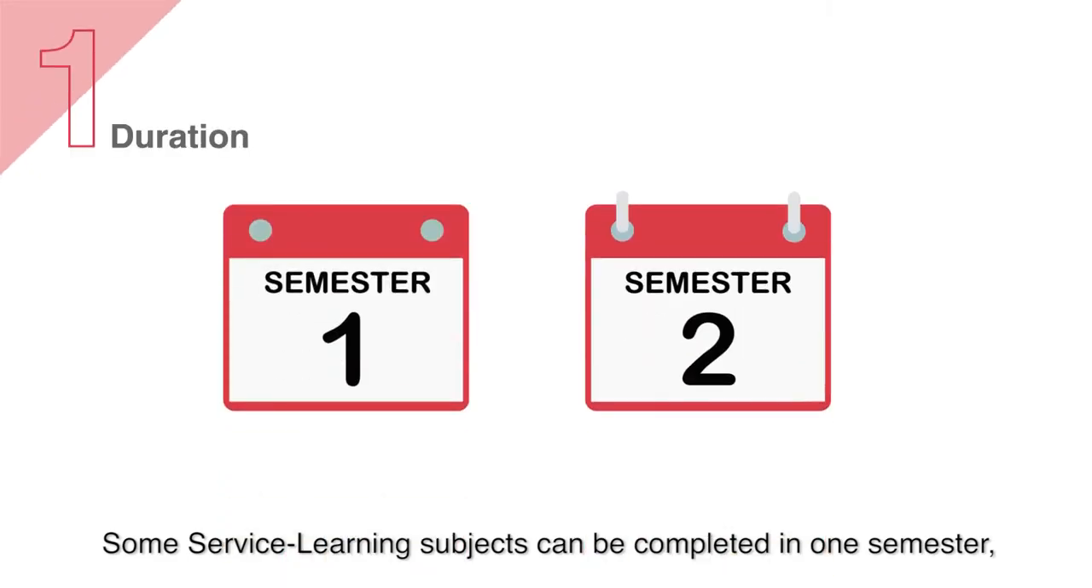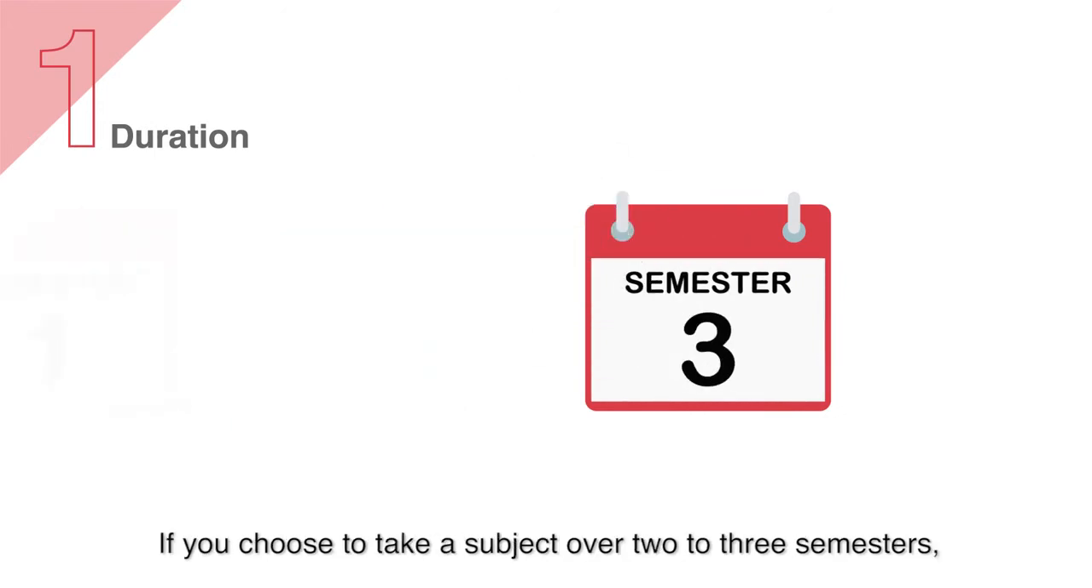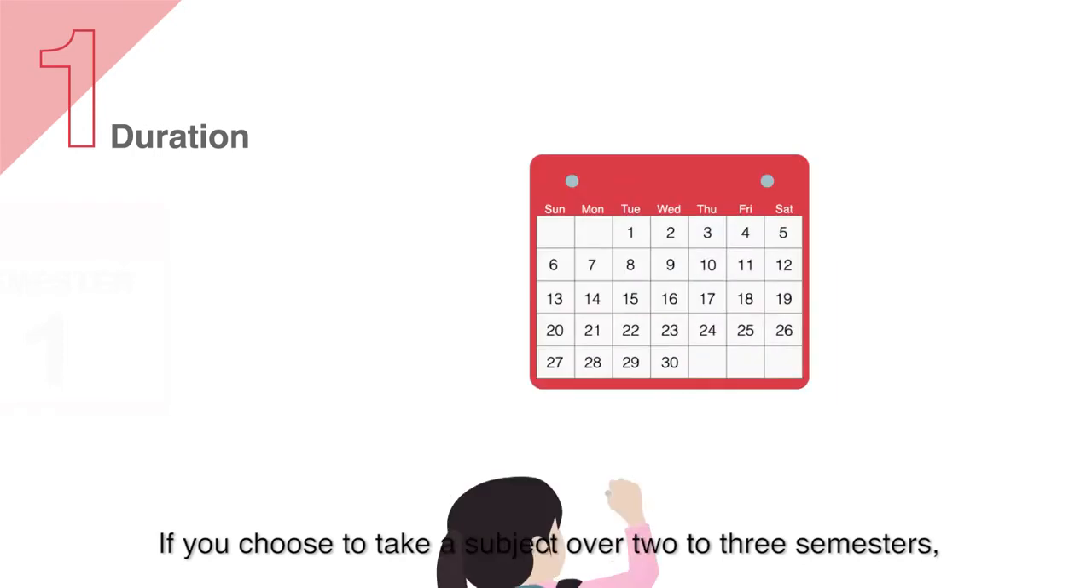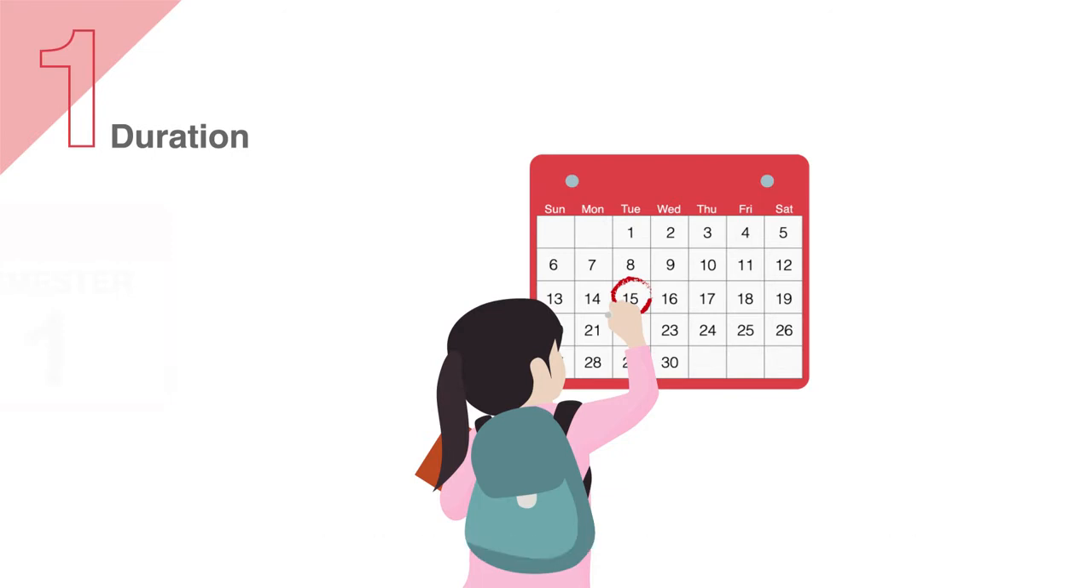Duration. Some service learning subjects can be completed in 1 semester, and others run over 2 to 3 semesters. If you choose to take a subject over 2 to 3 semesters, you should also make some forward planning for the next semester.